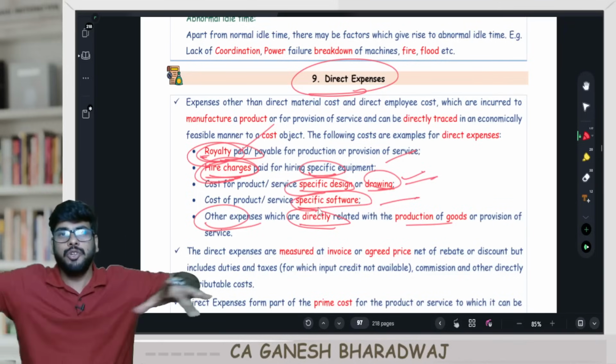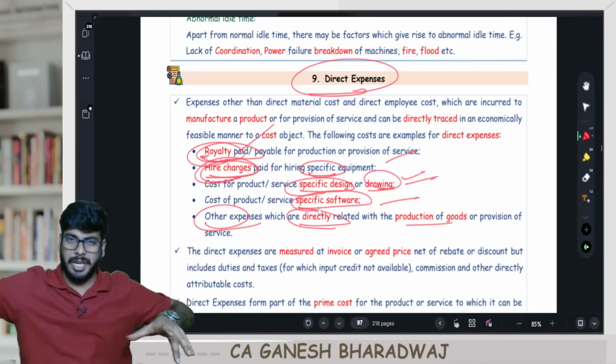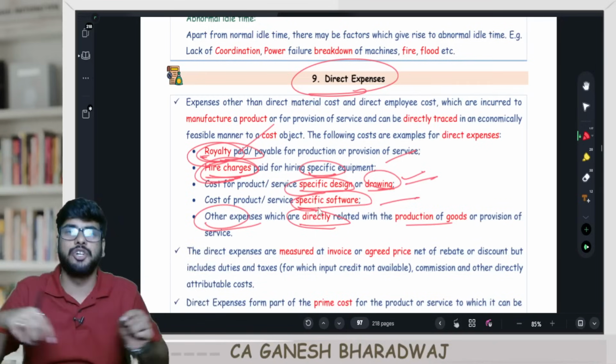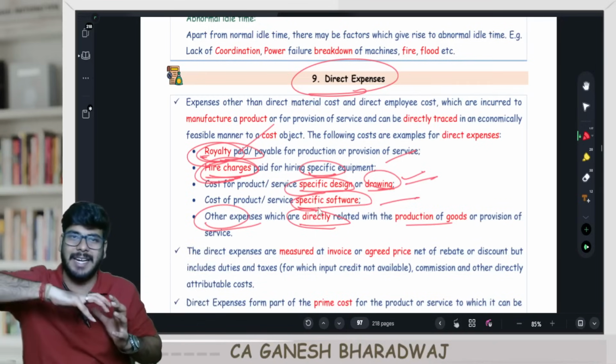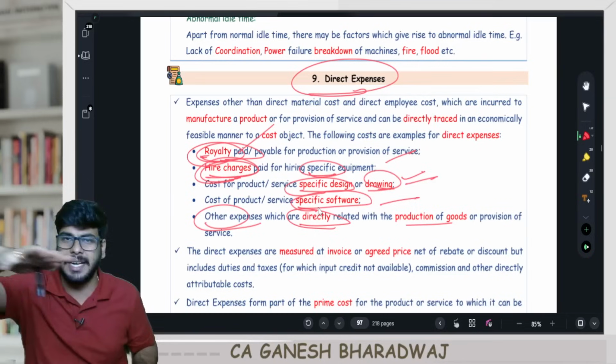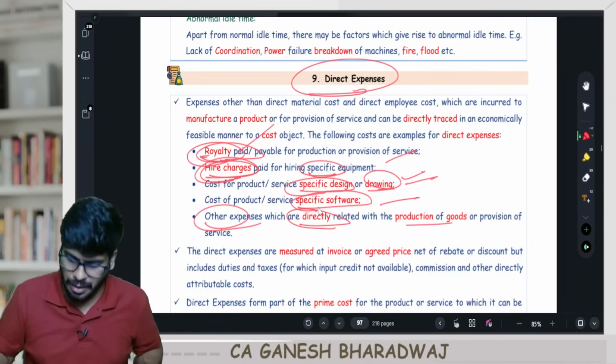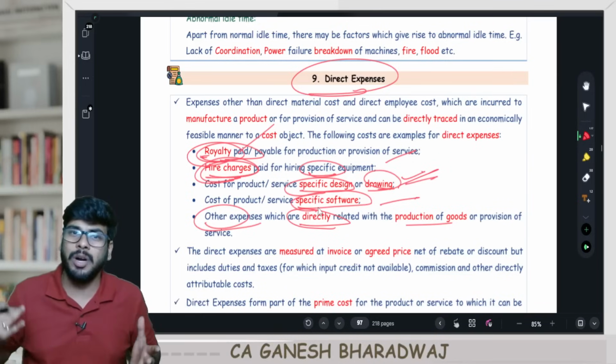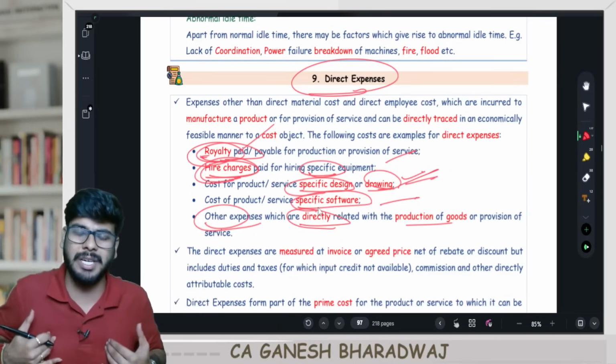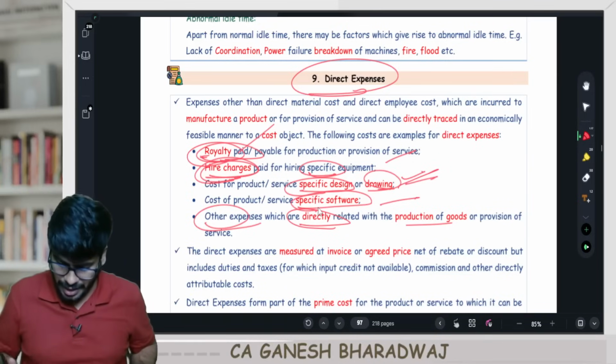Similarly, for them to do this particular Chennai Metro Rail project, first they drew a particular outline of this entire project. The design or the drawing of this entire project was done. They hired the services of an architect, right? So whatever architect fee they paid was exclusively incurred for this job. They will treat that as a direct expense.